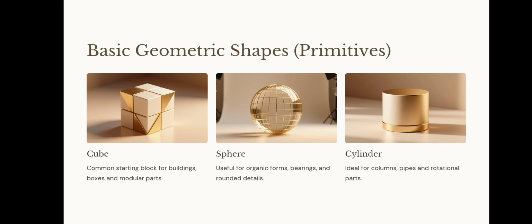Basic geometric shapes, primitives, has three: cube, sphere, cylinder. Cube, a common starting block for buildings, boxes, and modular parts. Sphere, useful for organic forms, bearings, and rounded details. Cylinder, ideal for columns, pipes, and rotational parts. These cube, sphere, and cylinder are the basic geometric primitives.